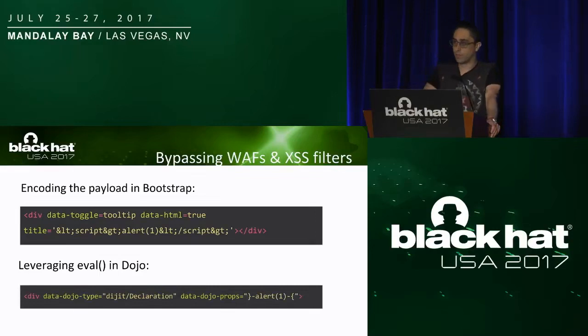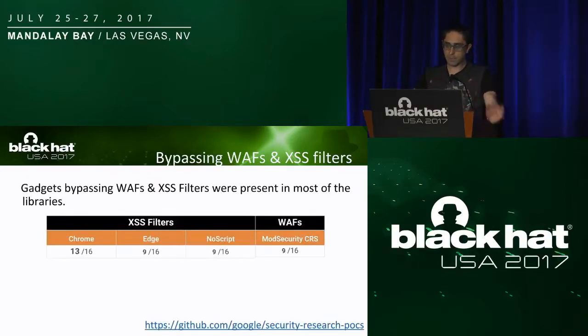Or a similar example in Dojo Toolkit. It's also some kind of UI component library. What Dojo does is it takes the value of the data-dojo-props attribute, concatenates it with some strings, and then passes it to the eval function, which is everything that we need in order to bypass the web application firewalls and XSS filters, because for the XSS filter, I don't actually see the JavaScript code, right? If I would be an XSS filter. Thankfully, I'm not.